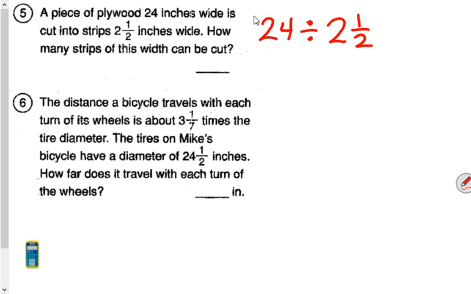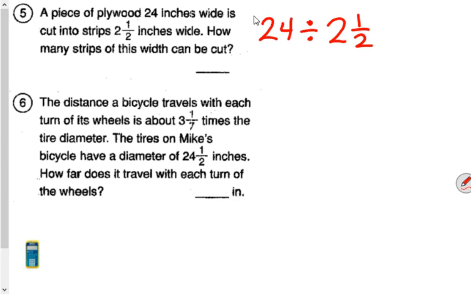24 divided by 2 1/2. And the way I know what order to put that in is the 24 is what's being divided. It's the big piece of plywood that we're cutting into parts. And the 2 1/2 is how it's being divided. It's being divided into parts that are each 2 1/2 inches. So I need to do 24 divided by 2 1/2.